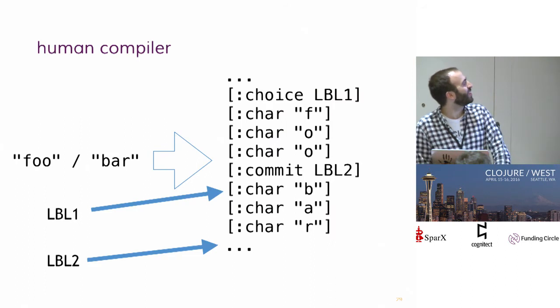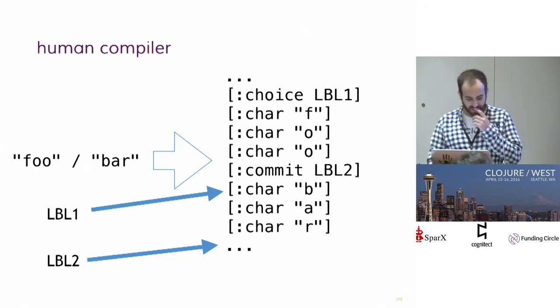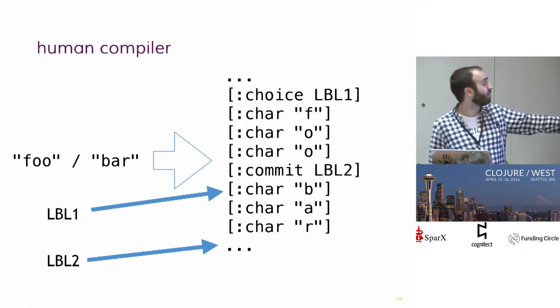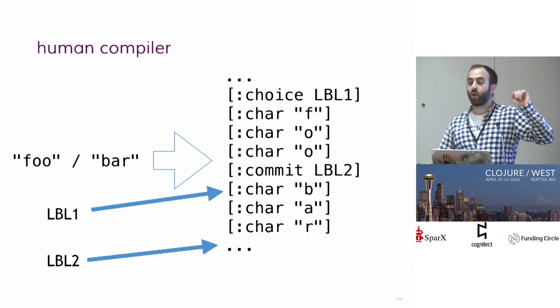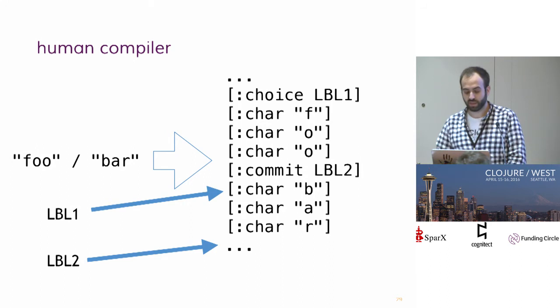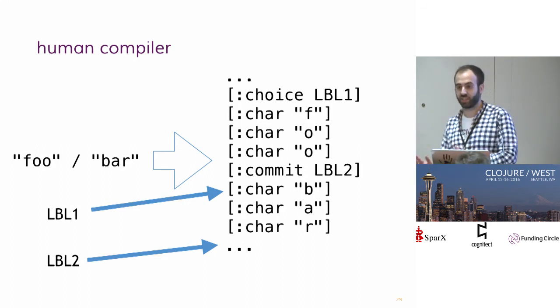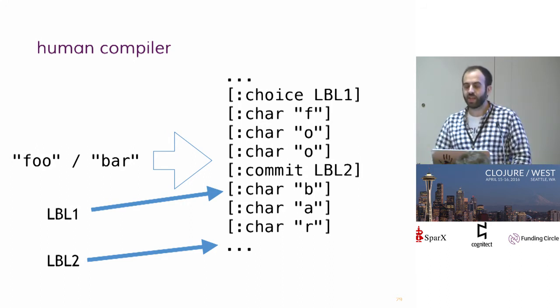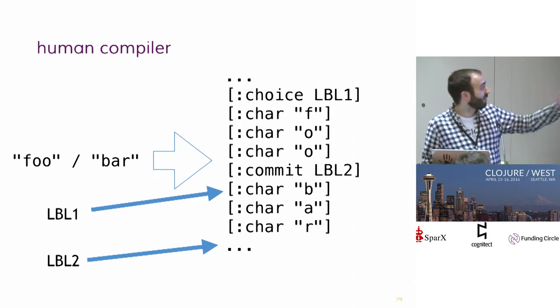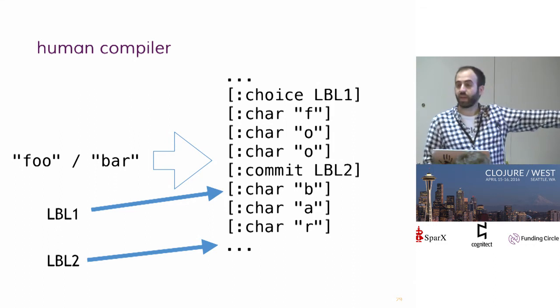OK, so here's ordered choice. I'm going to introduce some new notation. We're going to have 2 labels. What the labels are going to do is refer to a position in the input stream, a position in the instruction stream. And some of the instructions are going to refer to these positions. The positions are symbolic right now, like LBL1, LBL2.